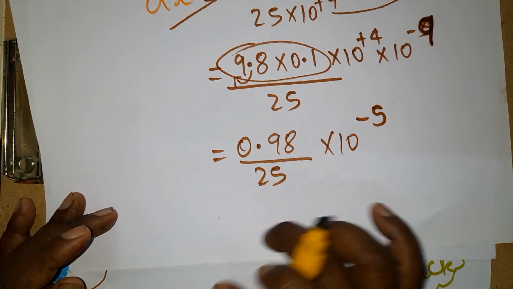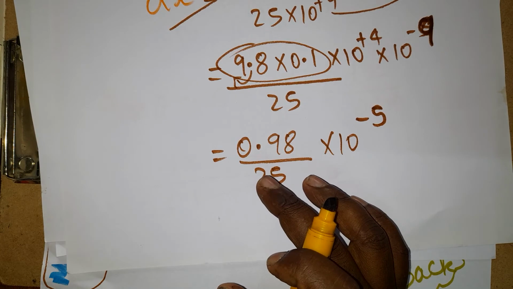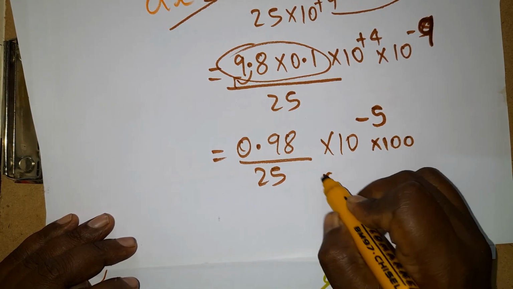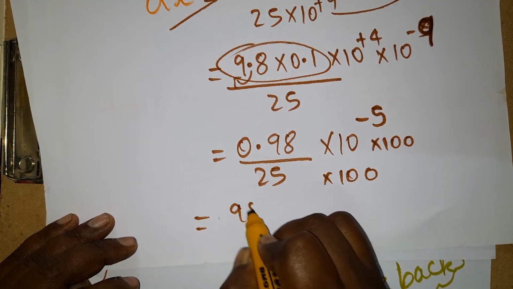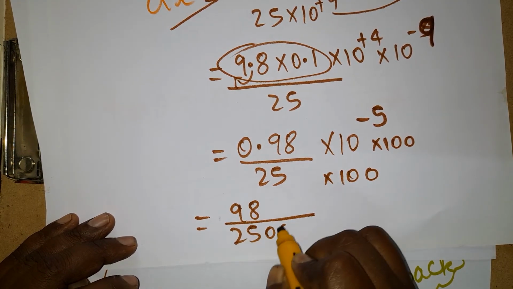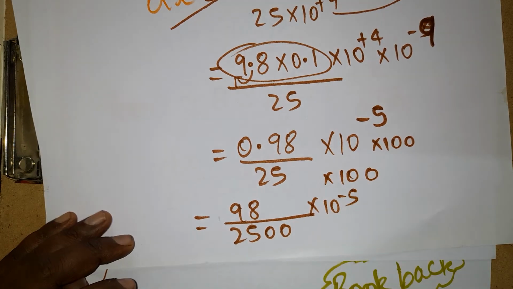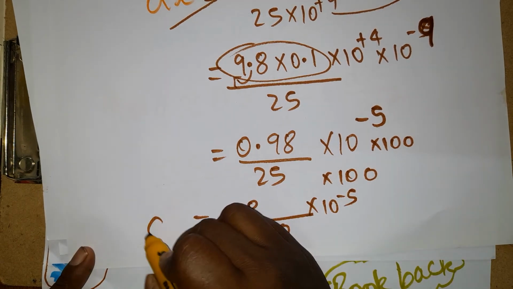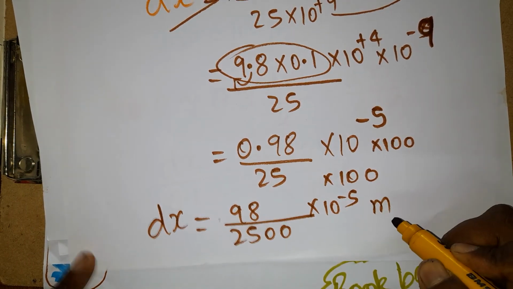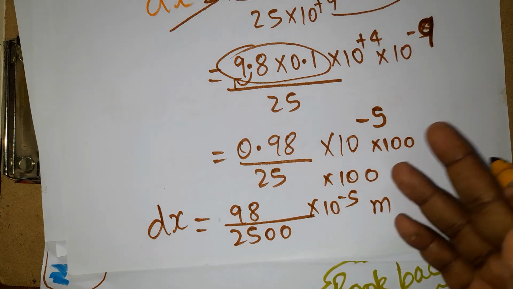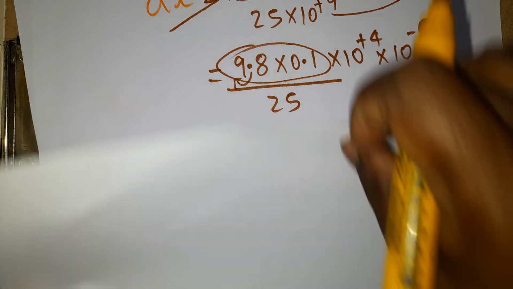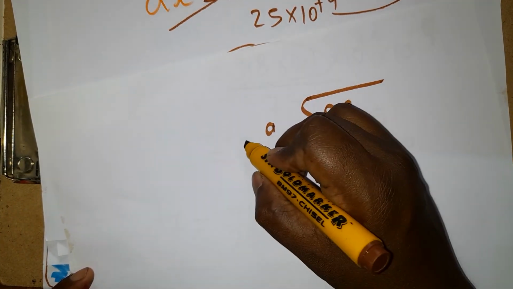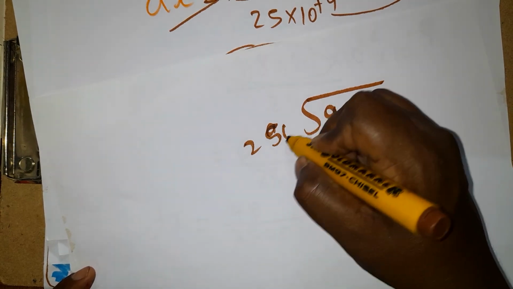Now we have to simplify this. If you find it difficult to calculate with the decimal, just multiply 100 on numerator and 100 on denominator. So now I get 98 divided by 2500 into 10 power minus 5. Now the final step is the division of these two numbers, and we will get dx. dx is in the unit of meter. Now we are doing everything in SI units; a problem should actually be done in SI units. Now 98 will be inside and 2500 will be outside.